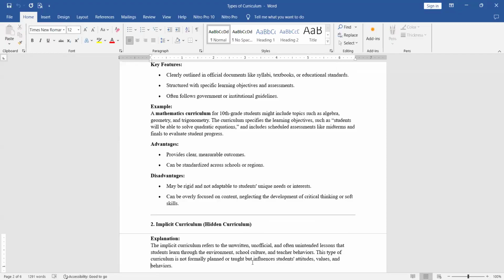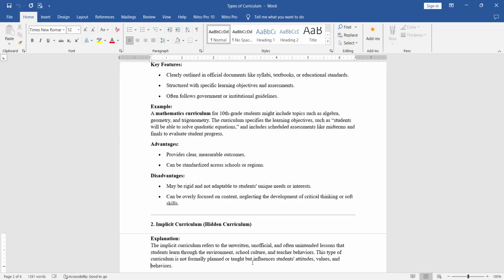Disadvantage is it is very rigid, not adaptable to students' unique needs and interests. They can't do that because the curriculum is prescriptive. You can't change that, like the doctor's prescription. So it is rigid, not flexible, not adaptable. In the Sri Lankan context, what you want to learn, you can't change it like that.